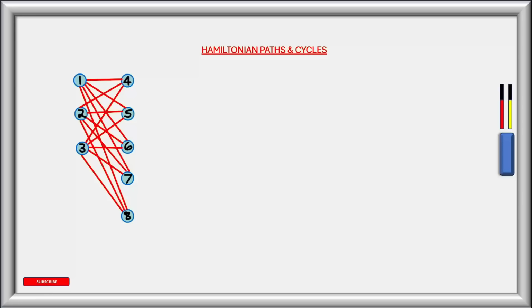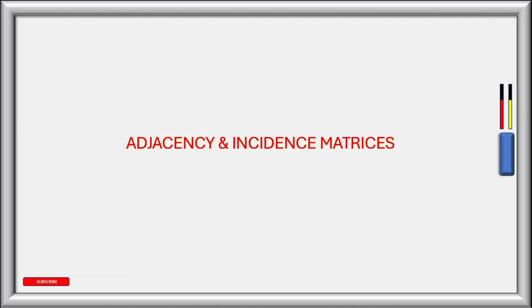So let's look at this graph. We have 8 vertices arranged in 2 columns. The first column contains 3 vertices and the second column contains 5. Each vertex in the first column connects to every vertex in the second column. So we have a total of 15 edges. Can you find a Hamiltonian path or cycle in this graph? If you say yes, you can, make a list of the vertex sequence that forms the cycle or path, and let me know what it is in the comments section.